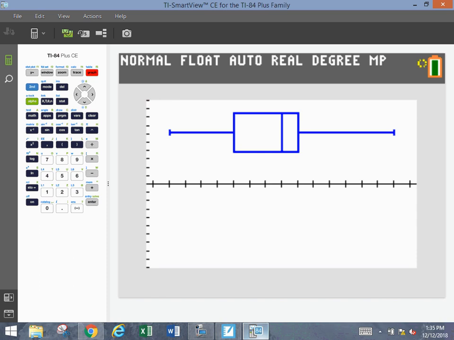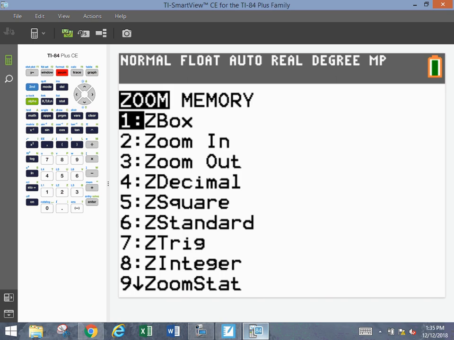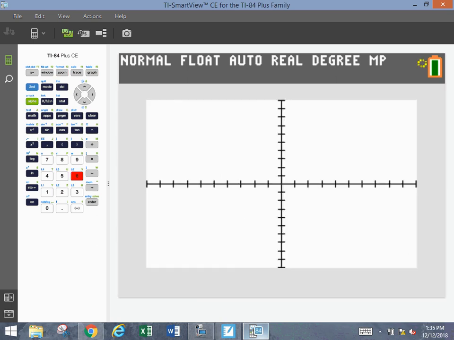Ooh, I was doing statistics before. How do we fix that? We're going to hit zoom, and we're going to choose 6, zoom standard. And hey, which one does that look like? C. See, obviously. All right.